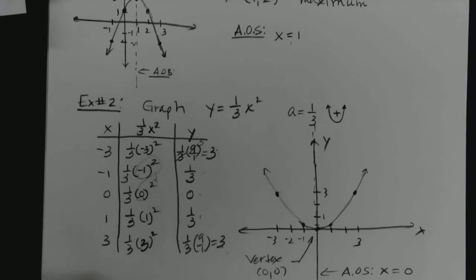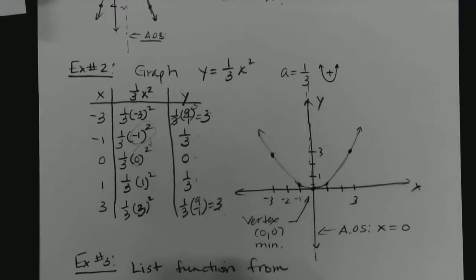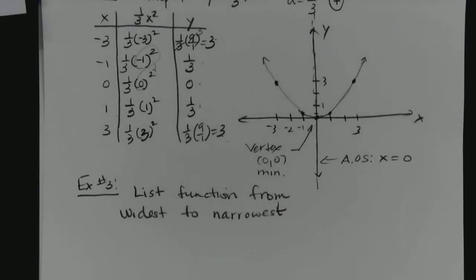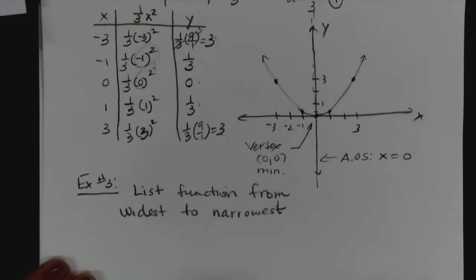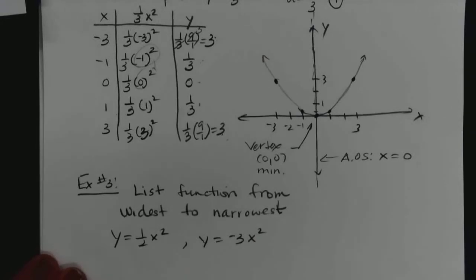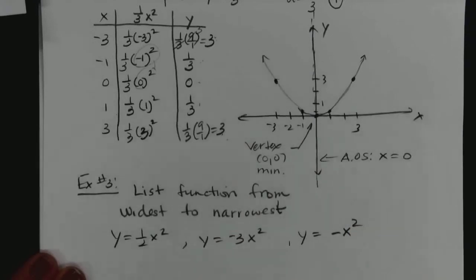Example number 3. List the functions from widest to narrowest. Goodness, that's a hard word to say. You could just say most narrow. y equals 1/2 x squared. y equals -3x squared. And y equals -x squared.